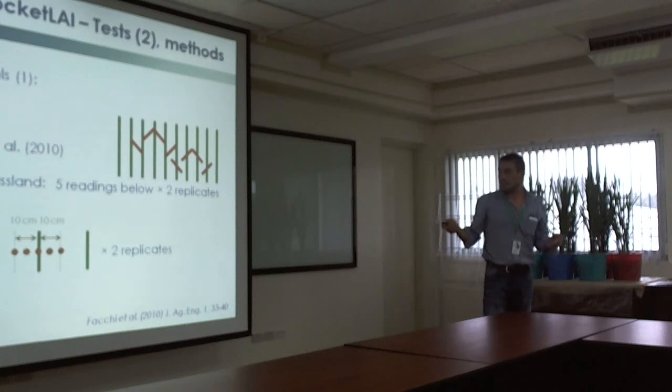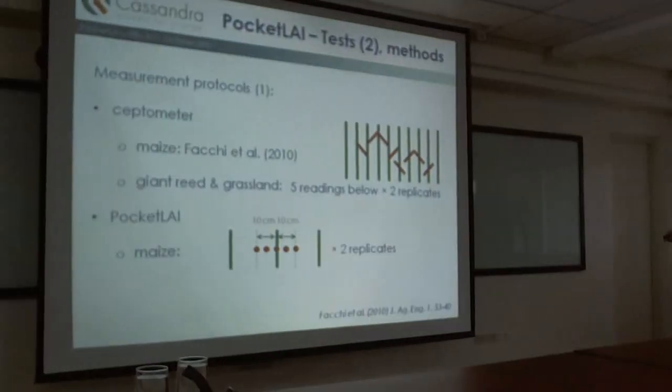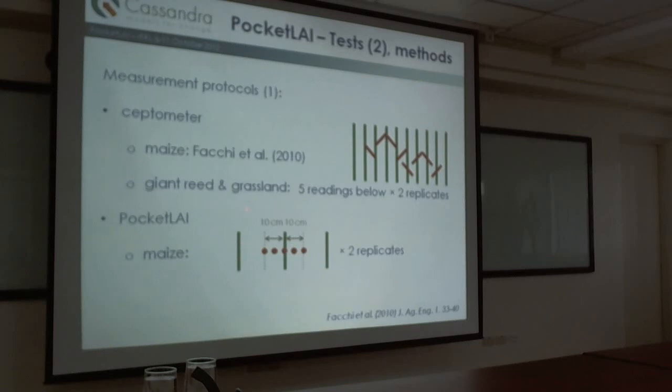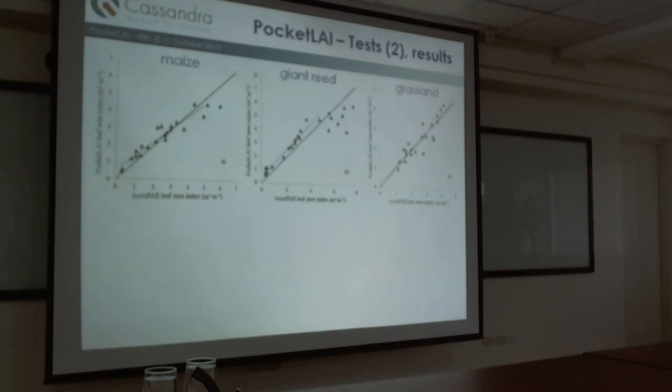With the smartphone application, we used for maize this protocol, 5 measurements in this way to consider the clamping effect due to the row. And 2 replicates, even in this case, and for giant reed and grassland, we used the same protocol as for the ceptometer. These are the results.